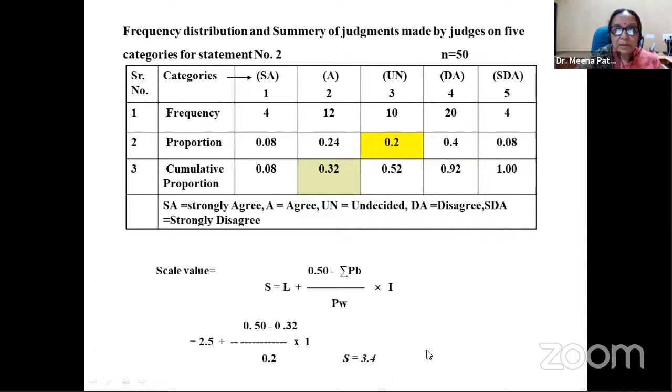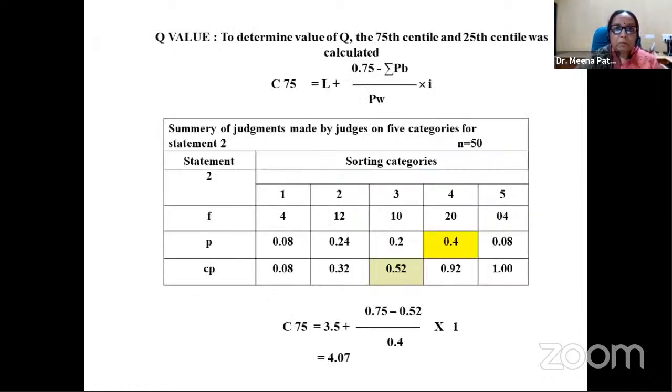I hope that you are understanding better with this table. So now in the same manner, again I am repeating how the 75th percentile is calculated. Here, 75% of 50 is 37.5. And where will it be placed? Say again, we are calculating 4, 12, 10, and 20. So it will fall in between 3 and 4. That's why the lower limit will be 3.5, and for the 75th quartile, that's why it is 0.75. And cumulative proportion 0.52, proportion within the interval 0.4, multiplied by 1. That's why the 75th centile value will be 4.07. We have calculated the median value, that is the scale value, and the 75th centile.